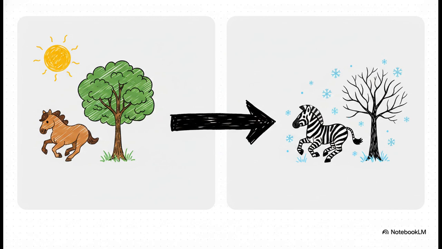But what if you don't want to start from absolute scratch? What if you want to alter an existing image? Well, this brilliantly illustrates the magic of our second architecture, CycleGAN. CycleGAN was designed for something called image-to-image translation without paired data.